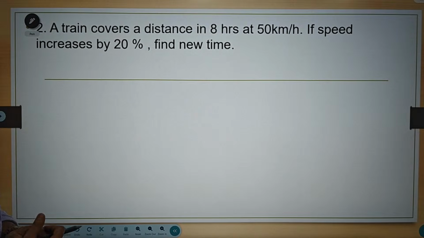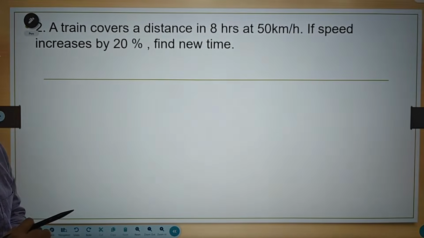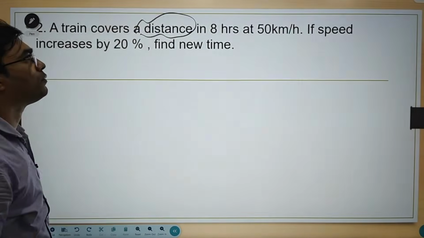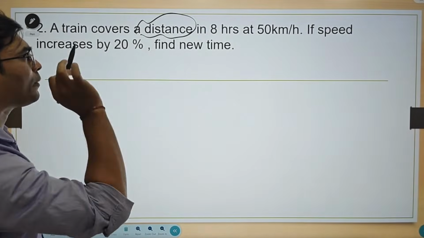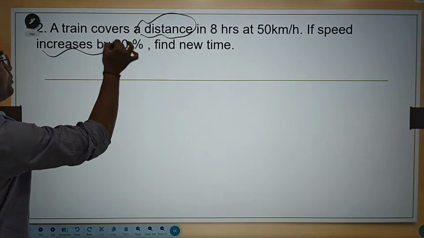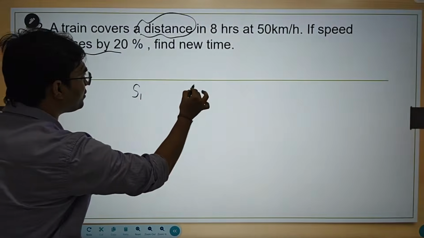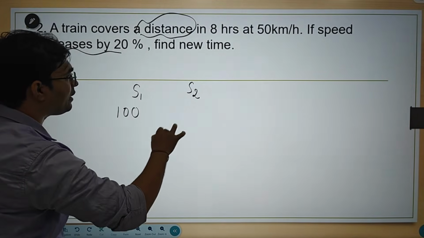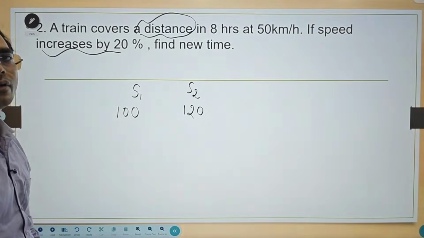What is given? A train covers a distance in 8 hours at 50 km per hour. A train covers a distance, which is a fixed value. If speed is increased by 20%, find the new time. So when you solve the problems, you have to pick up the problem with this value. Speed is increased by 20%. So can I say that if the speed is 100 km per hour, after increment of 20%, now the speed will be equal to 120 km per hour.